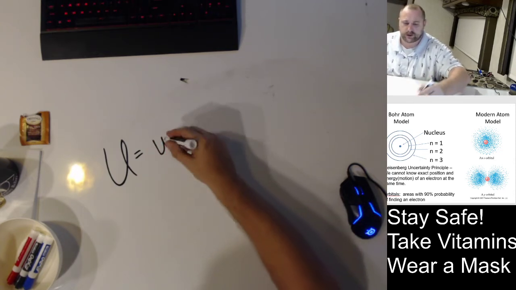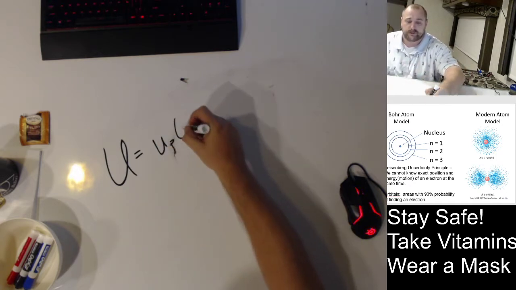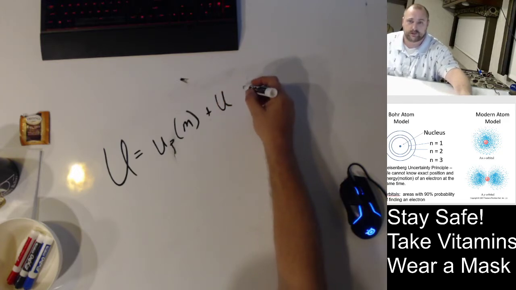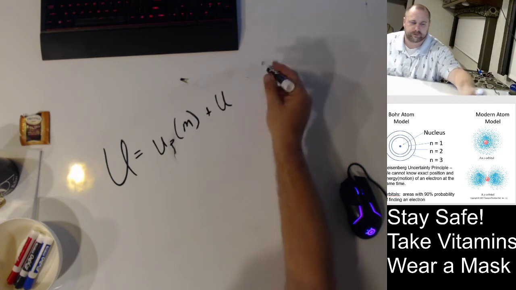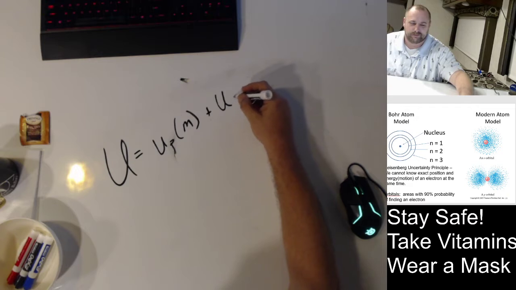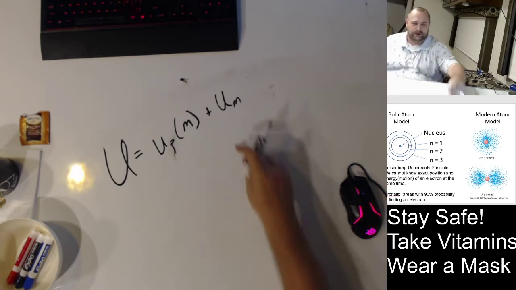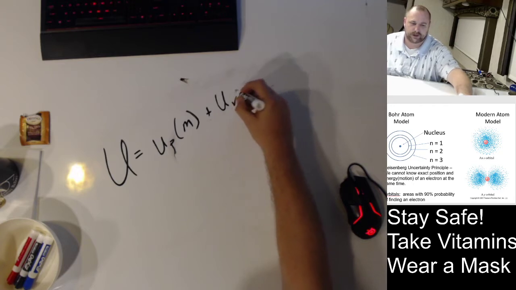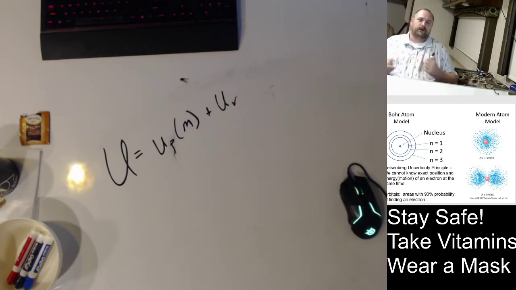uncertainty in the position, so I'm going to put a lowercase u and a p, times the mass, plus the uncertainty in its movement or its energy. All right, we'll call it its movement. We're not going to use the symbols, don't worry about it. So we've got position and, we'll call it velocity or something. But it's not really just velocity. It includes its direction.